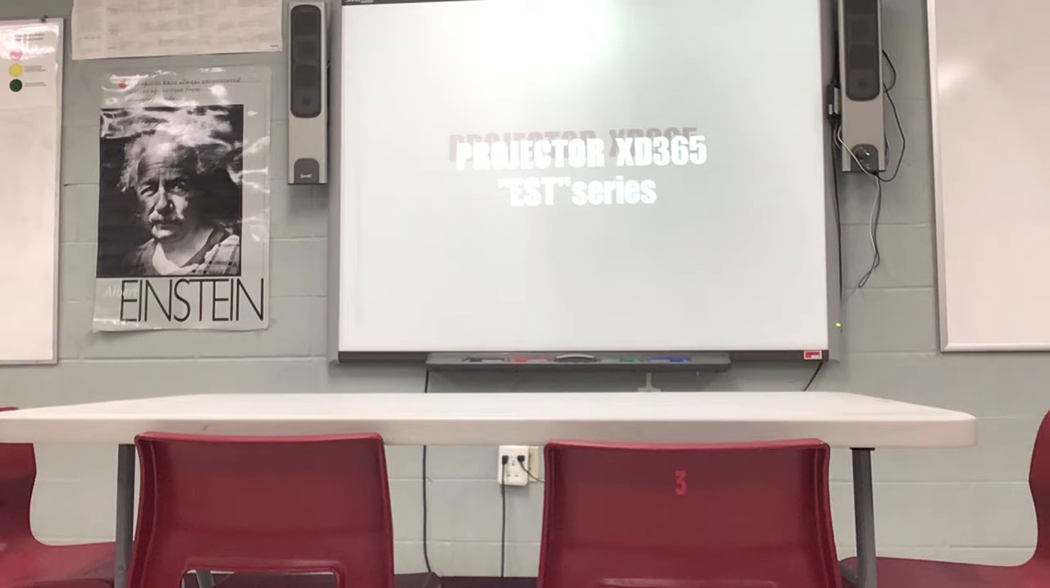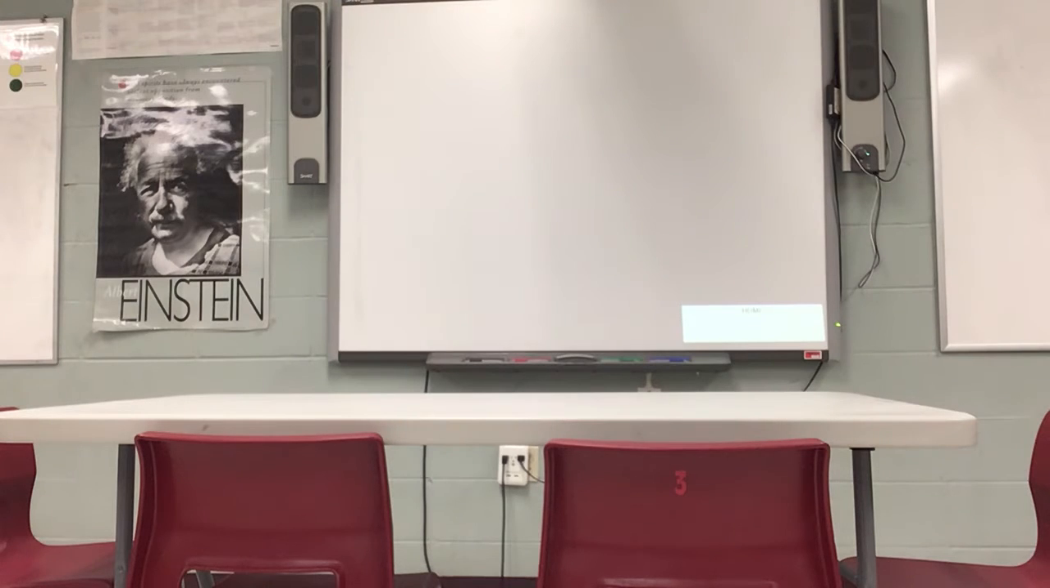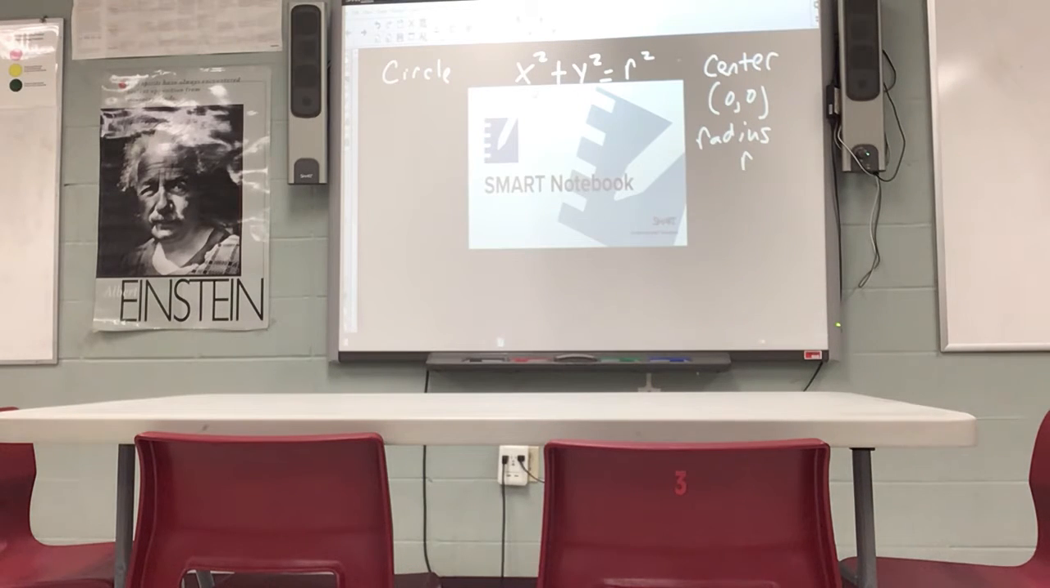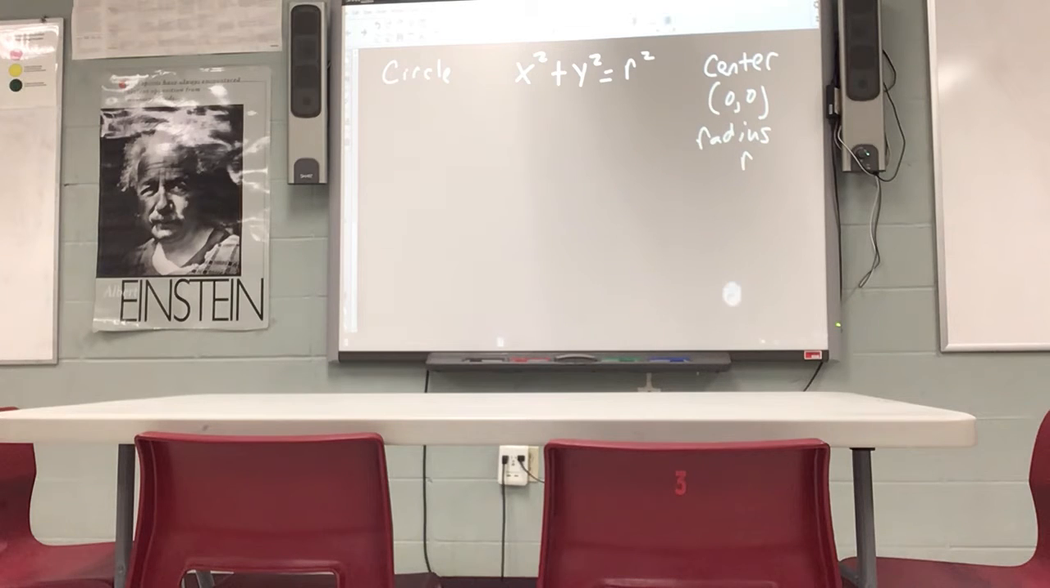Equations of a circle? Is that what it's called in the classroom? Alright, so that is the parent form: x squared plus y squared equals r squared. And out of that parent form, the center of the circle would be (0, 0).